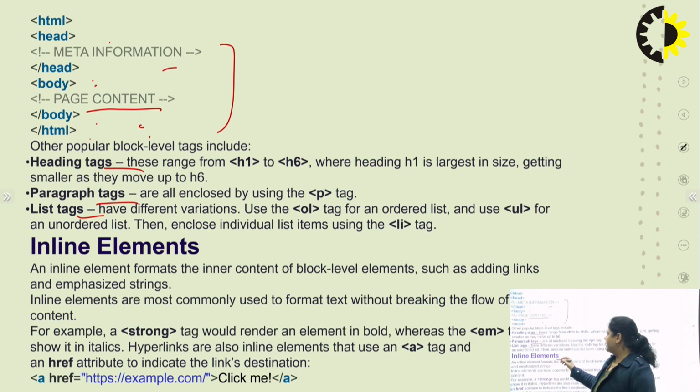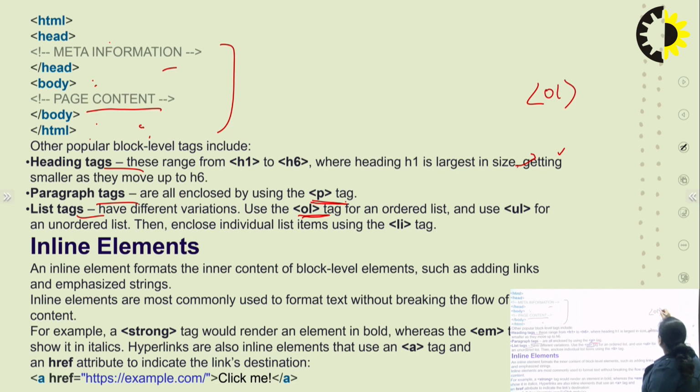Now next is paragraph tags. We can create many paragraphs in a single page, all enclosed using the paragraph tag. If we use this paragraph tag, we can create as many paragraphs as required. Now list tags. Basically there are two types of lists: ordered list and unordered list. And for an ordered list, use this OL tag.